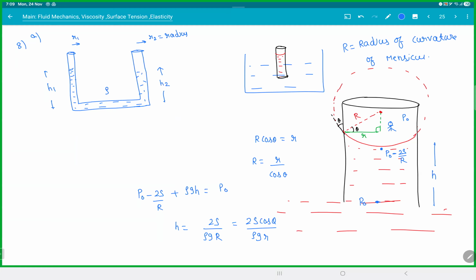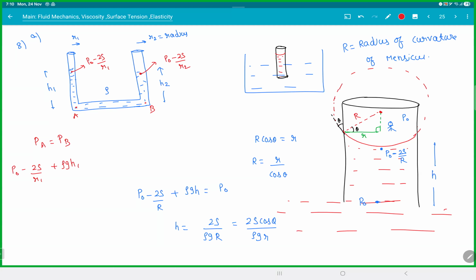So now using this logic, if you see, the pressure just here is P naught minus 2s by R2. Pressure just below here is P naught minus 2s by R1. This is A and this is B. PA is equal to PB because the bottom part is in equilibrium. Like I said, this is too lengthy. I'm just trying to show you the concept.